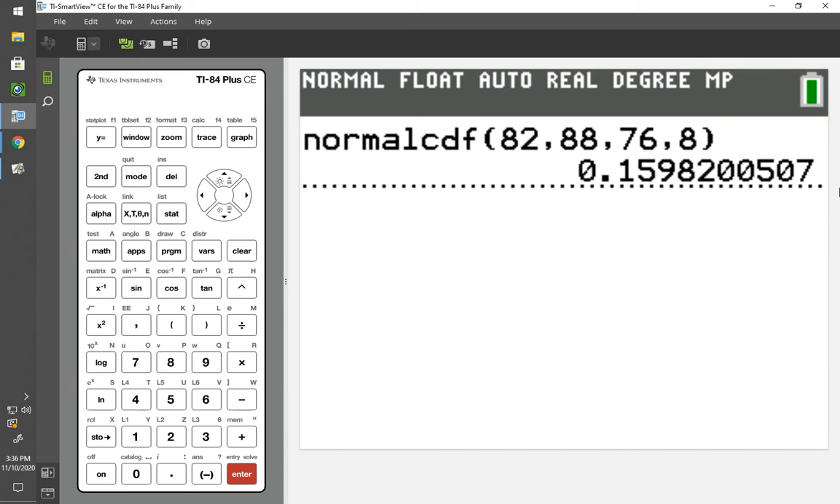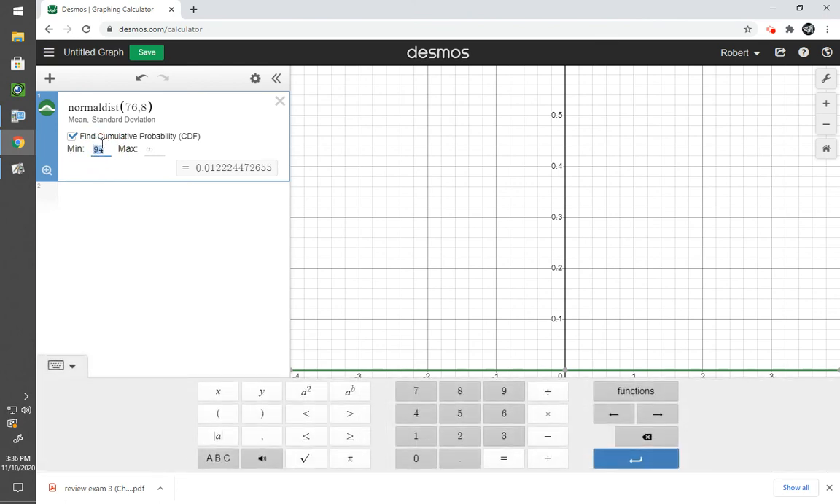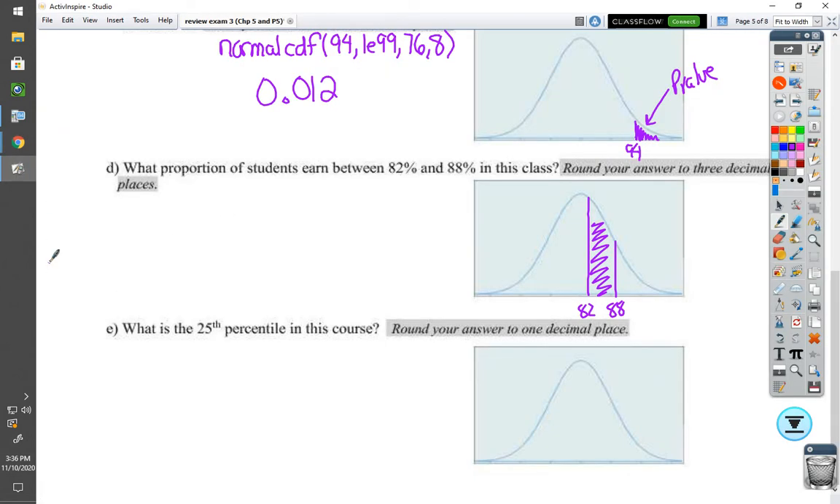You can also do that on Desmos real quick, just by simply changing this value here to the minimum, 82, and this value here to the maximum, 88, and you get the same exact value. I like both, but I do kind of lean towards Desmos being my friend just a little bit more. So 0.160.